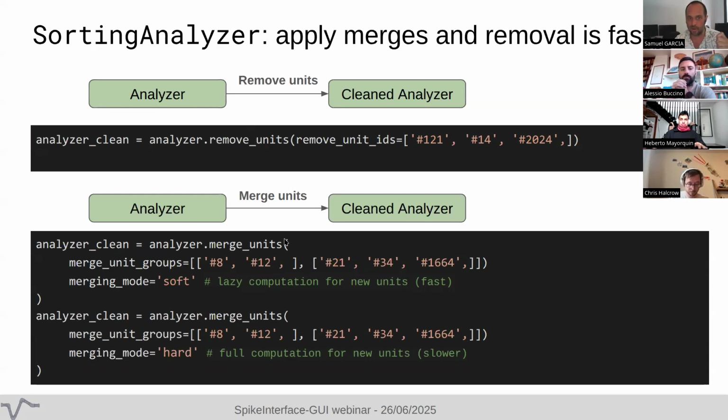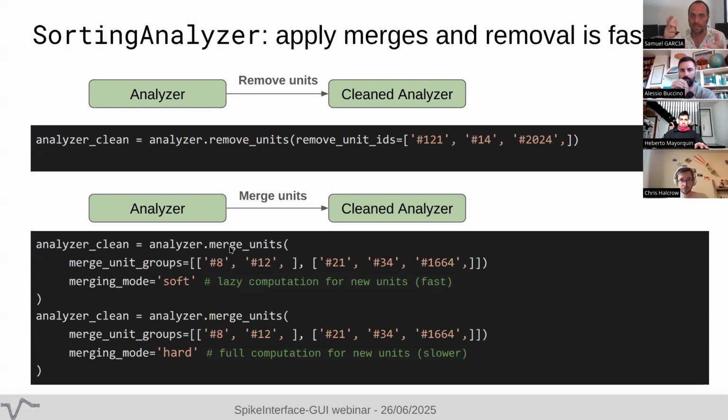We have the same machinery for merging, which is a bit more complex. In short, when you have an analyzer and you want to apply some merges, we have fast or slow ways to make the new analyzer that reduces the unit list and recomputes the new extensions based on the merging rules you give. And we have this machinery.